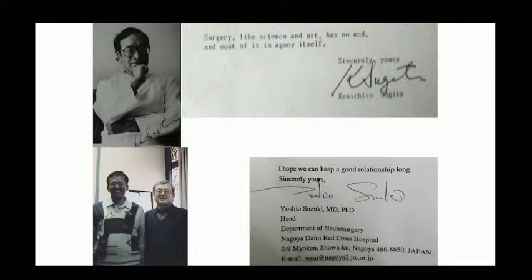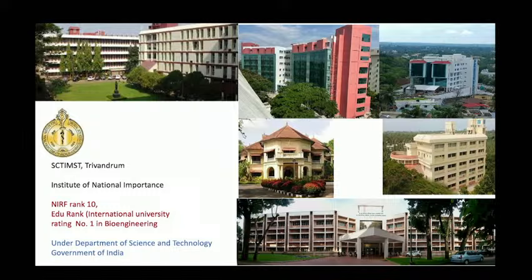And now I have the honor and privilege of being at the Sri Chitra Institute for Medical Sciences and Technology, Trivandrum. It's an institute of national importance. It's a small institute compared to AIIMS. It has 95 faculty in medicine and only 50 faculty members in science and technology. So total about 150. But this year it has 40 patents. Three patents came today. It has huge extramural grants. The average impact factor of the publications is almost 4.7 per annum.